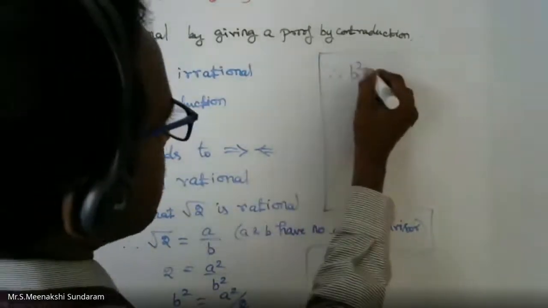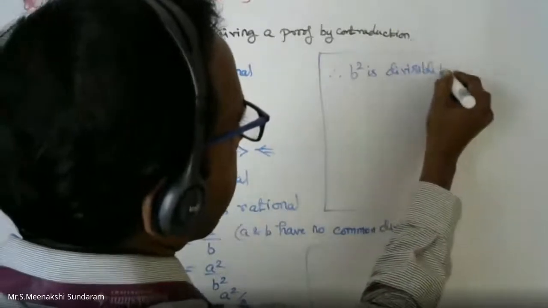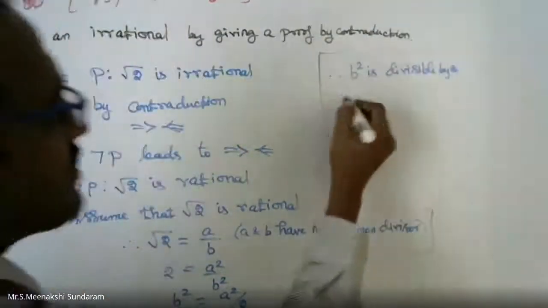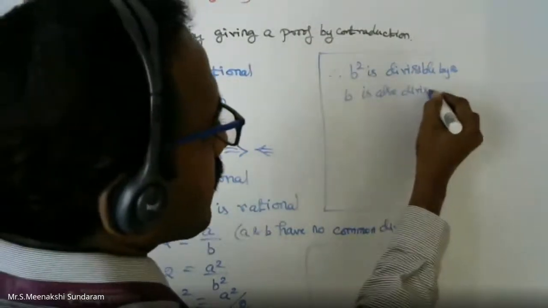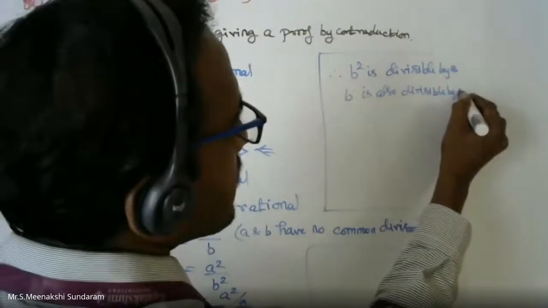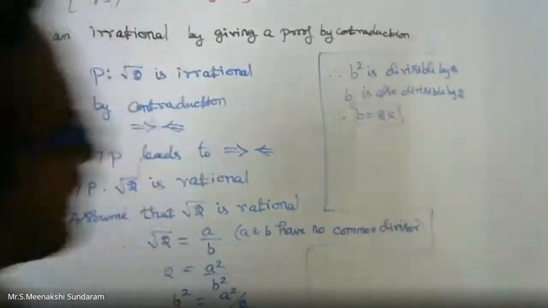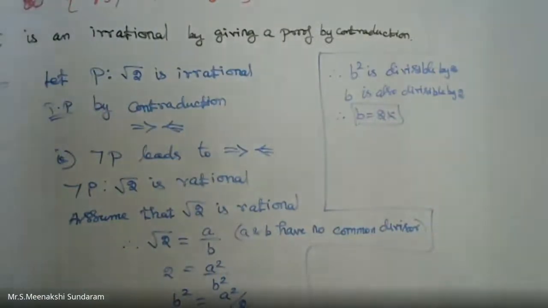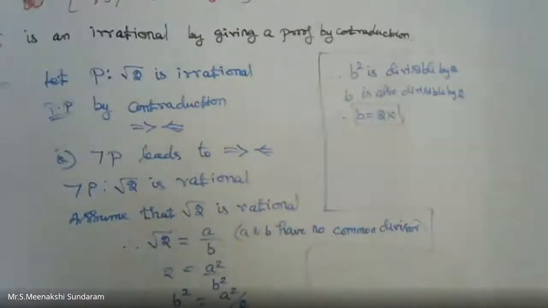So therefore a square is divisible by 2. If any number's square is divisible by 2, the number is also divisible by 2. So a is also divisible by 2, therefore a can be written as 2k. Divisible by 2 means an even number, 2k. Now a equal to 2k, then the reverse process also you can take.